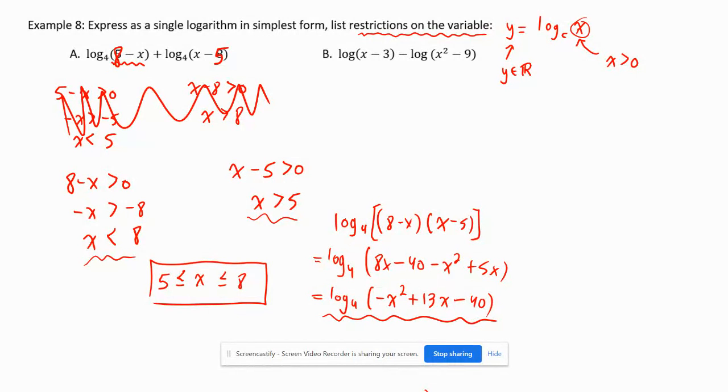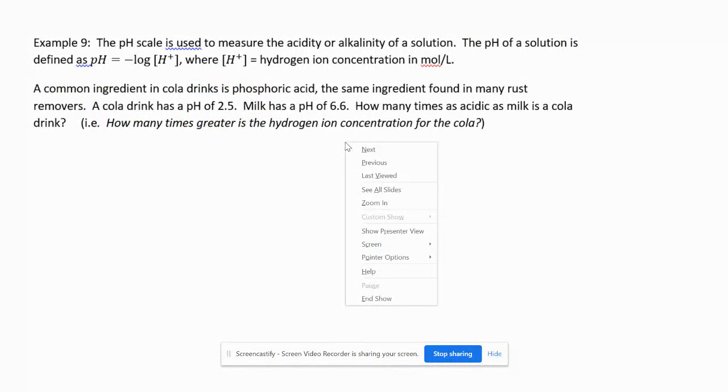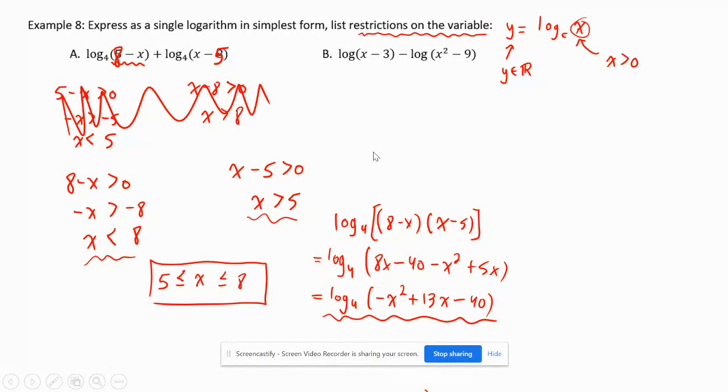Give me a sec here, guys. I'm just going to do the same thing for this one here. So for this question, we have x minus 3 has to be greater than 0, and that means x has to be greater than 3. So this is the restriction for this logarithm. The restriction for this logarithm over here is x squared minus 9 has to be greater than 0.